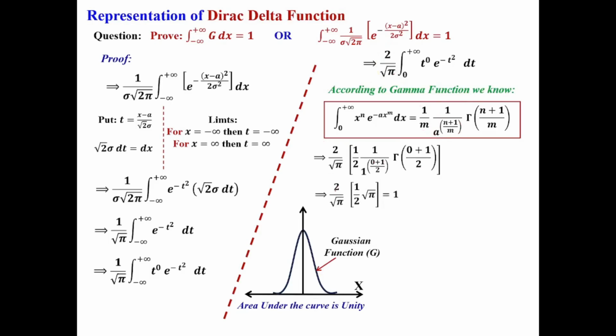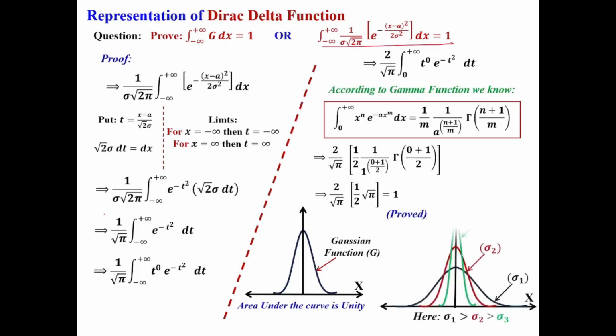So finally, how much can we get? 2 by root pi is there, I have written it as such. Here 1 by 2, here 1 to the power anything is 1, and here gamma half is nothing but root pi. So root pi got cancelled, 2 got cancelled, and we found 1. Hence we proved that the Gaussian function is a representation of the Dirac delta function.